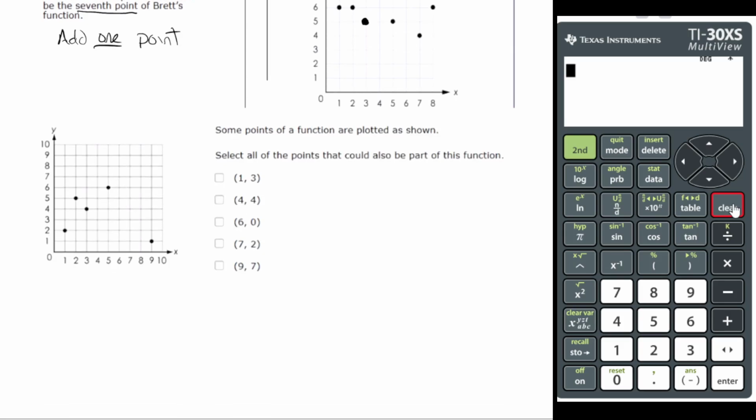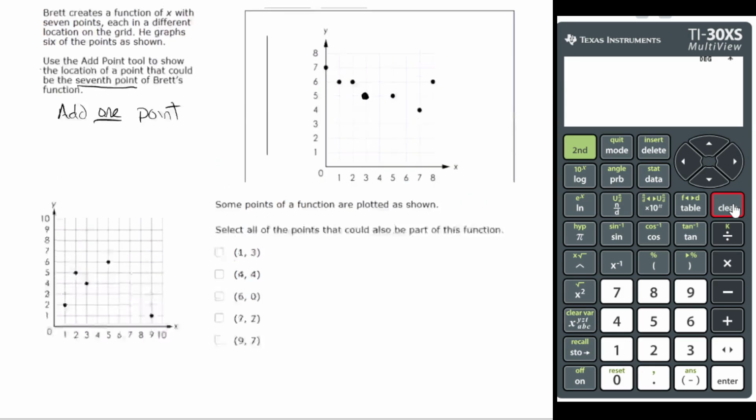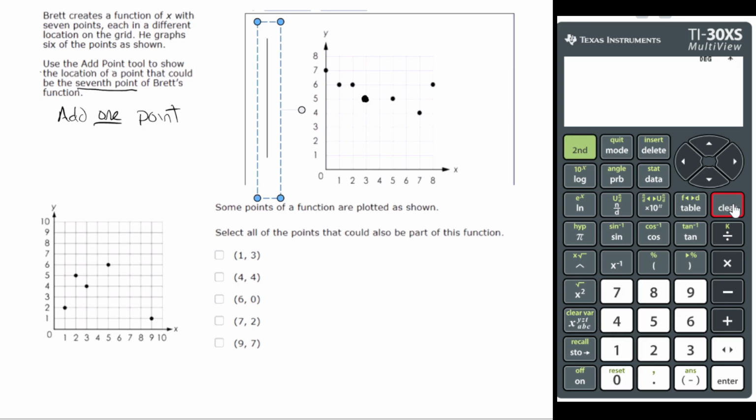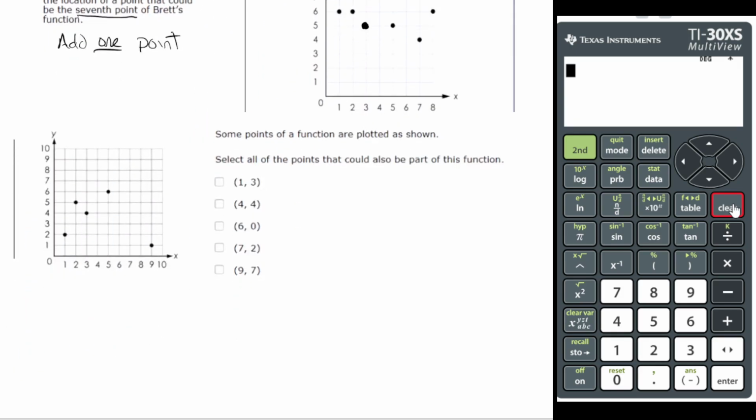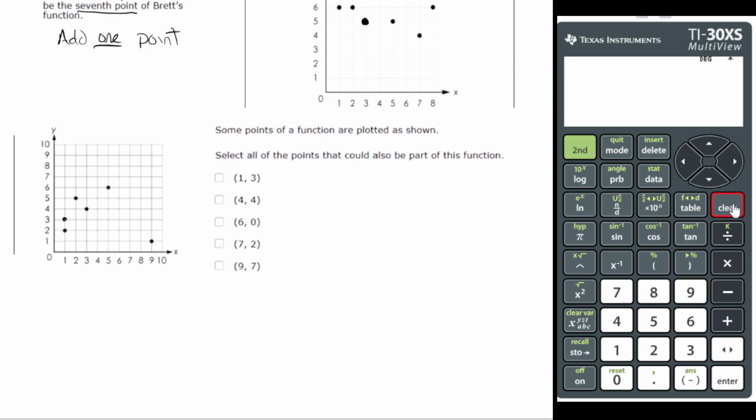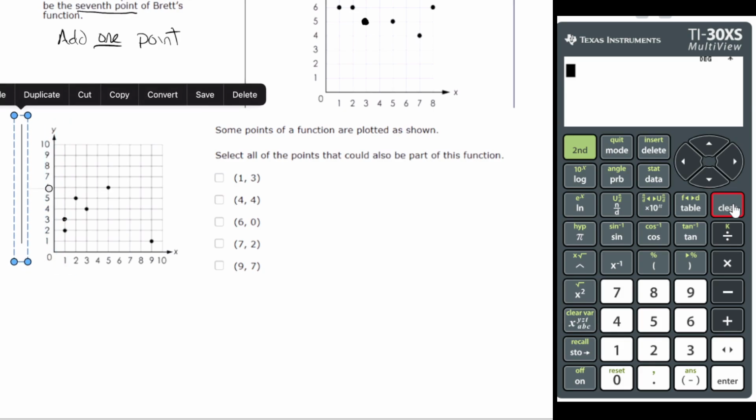Some points of a function are plotted as shown. Select all the points that could be part of this function. So, again, select all. Probably more than one correct answer. I'm going to grab my vertical line because we're going to need it. All right, 1 comma 3. 1 comma 3 means we go right 1 up 3. Does that work for a function? No, because it makes us fail the vertical line test. We're touching 2 points at the same time.